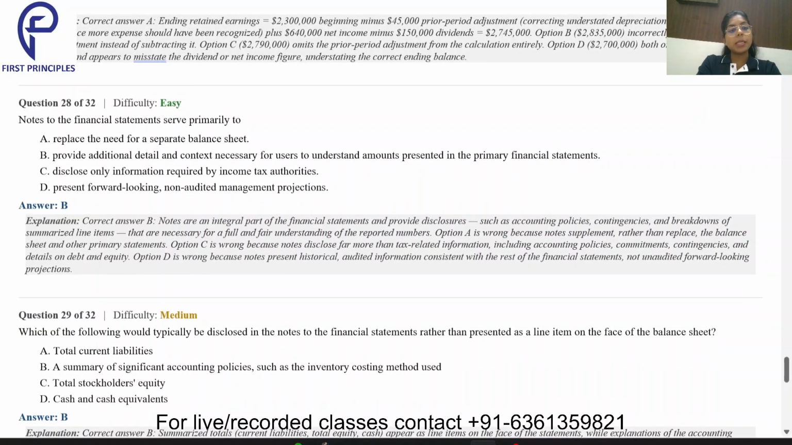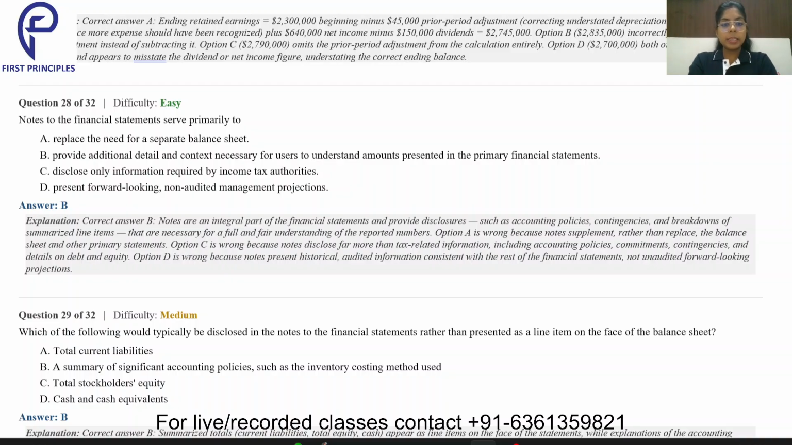Now, question 28. Notes to financial statements serve primarily to, that is, what is the reason why we prepare notes to financial statements? To replace the need for a separate balance sheet. Does notes to financial statements do that? No, because it does not replace it, rather it complements the balance sheet. It helps us to understand it even more easily. Then option B, provide additional detail and context necessary for users to understand amounts presented in the primary financial statements. Yes, that's what the notes to financial statements do.